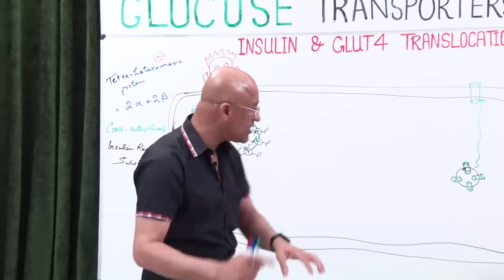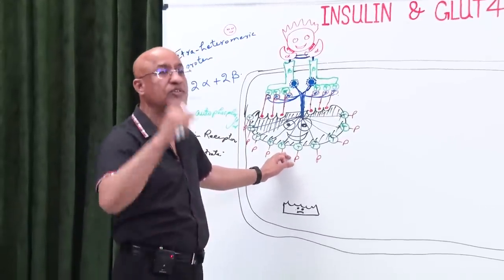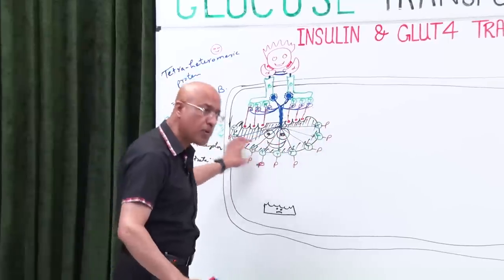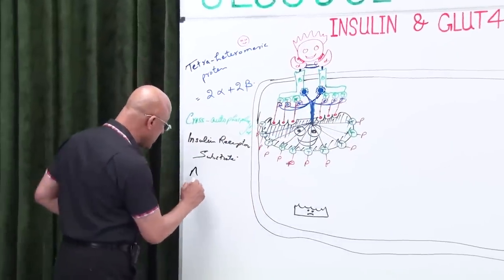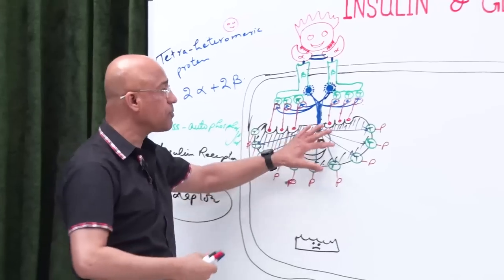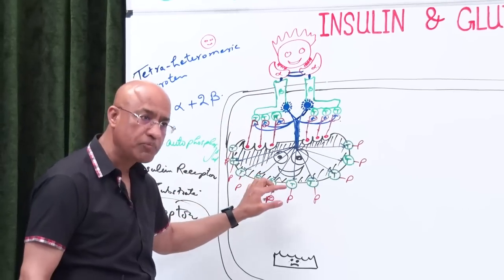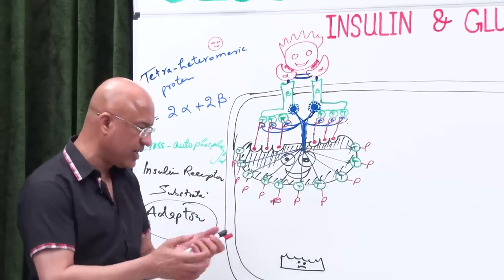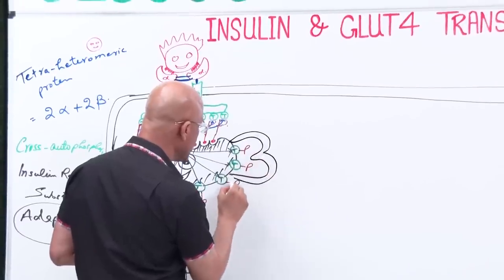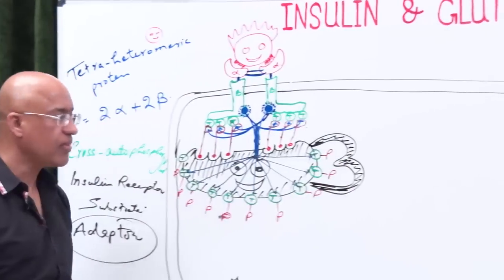I'm saying IRS proteins do not have any kind of enzymatic activity. These are not catalytic proteins. These are not enzymes. We call these proteins adapter proteins. IRS is an adapter protein. What do they do? They bind with the phosphorylated receptor and they undergo phosphorylation themselves. And once they are phosphorylated, they are going to express a special type of domain. This is a very special type of domain, expressed by a phosphorylated IRS.